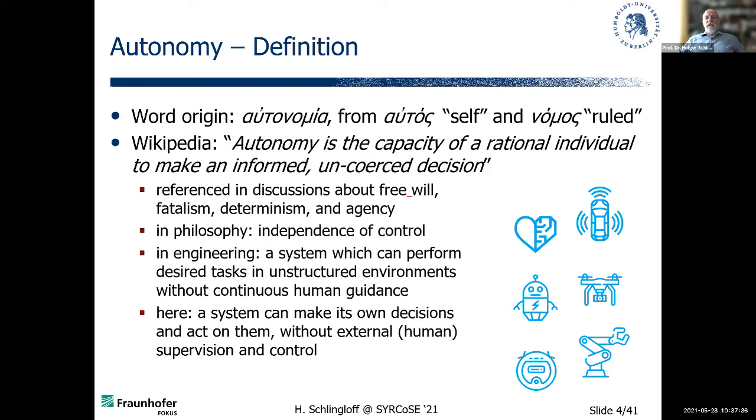But of course, this concept becomes more and more important also in engineering. So autonomy does not only refer to human societies, but also to artificial or engineered systems. And an autonomous system in engineering is a system which can perform desired tasks in unstructured environments without continuous human guidance. Again, definition from Wikipedia. I mean, a system is autonomous if it can make its own decisions and act on them without external supervision and control, and in particular, without human supervision and control.